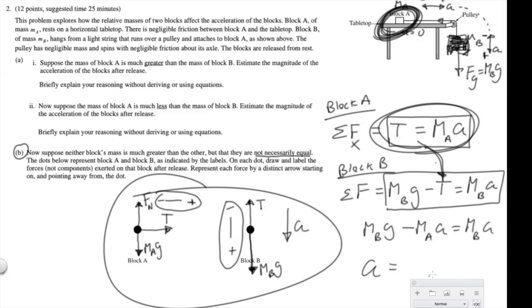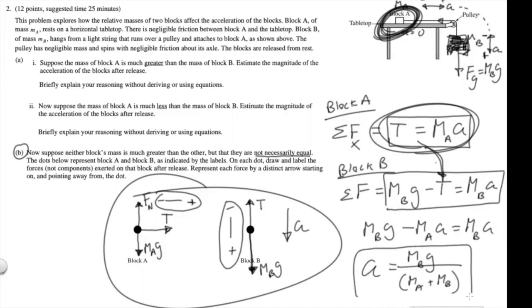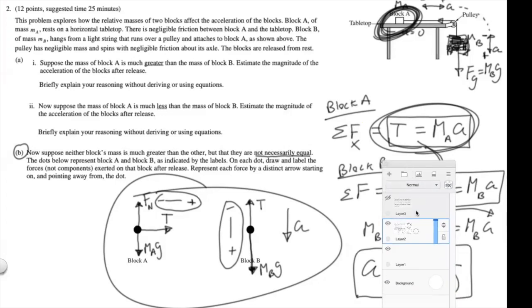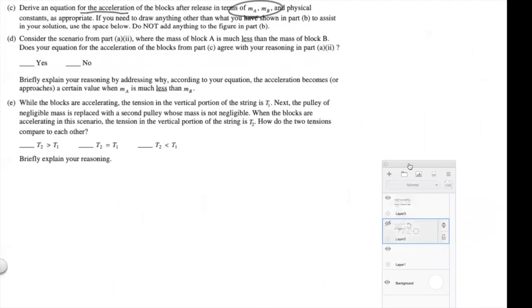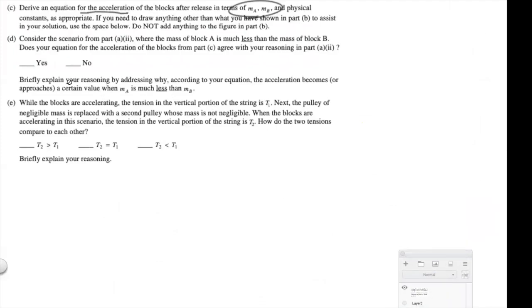Do the algebra, solving for A. This is what the algebra would give. Did I do that right? Let's see. Yes, so I moved this over here, and I factored out the A. Yes, that's the answer. That's what the algebra gives, and that's the answer to the question. Okay, let's go to the next one. All right, D.